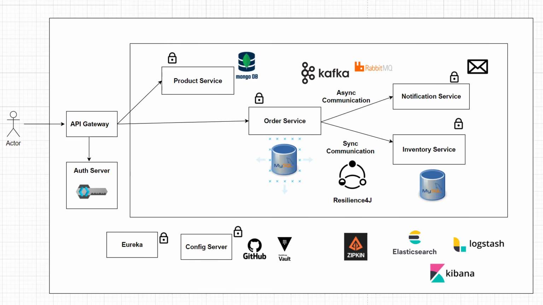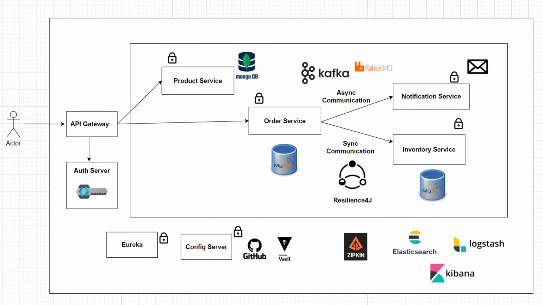If you're talking about a microservice architecture, you cannot call it a microservice architecture if the services are not talking with each other, right? So here the order service is talking to the inventory service. Whenever an order is being placed, we'll first check whether the inventory is available or not by making a synchronous communication. And after that, we are also going to send out the notification once the order is placed successfully. So for that, we are going to make an asynchronous communication with the notification service.